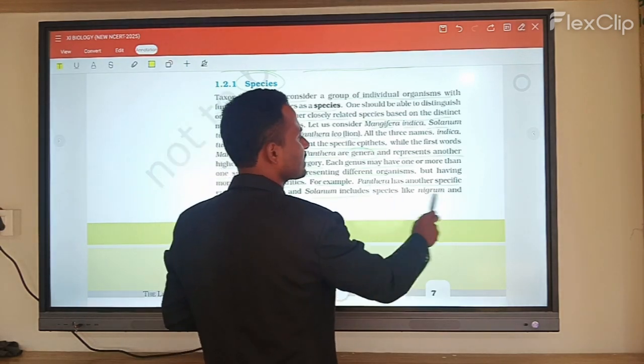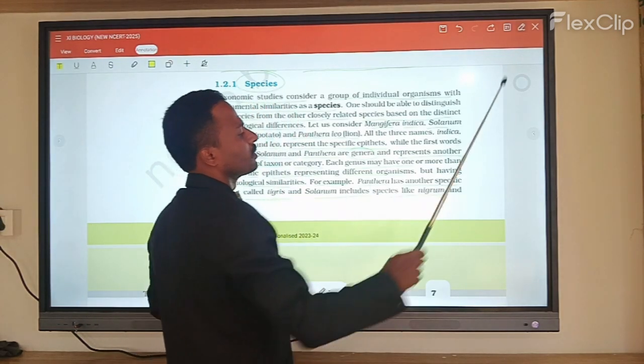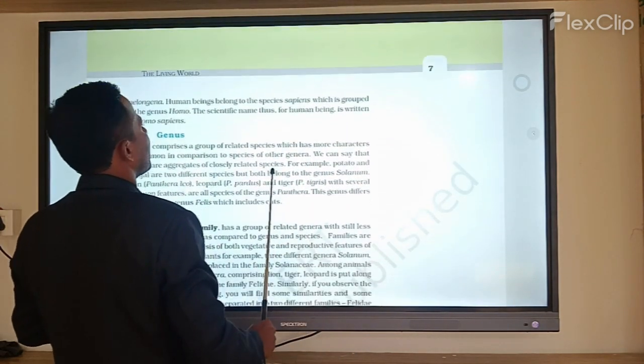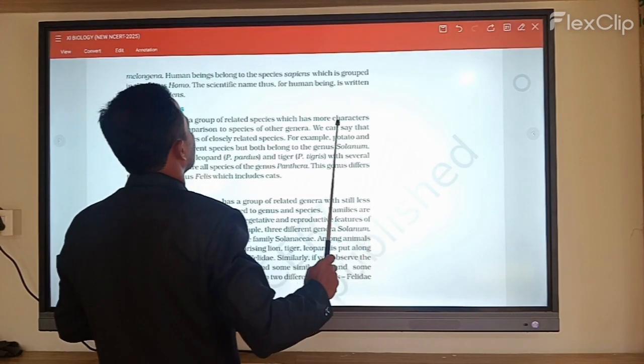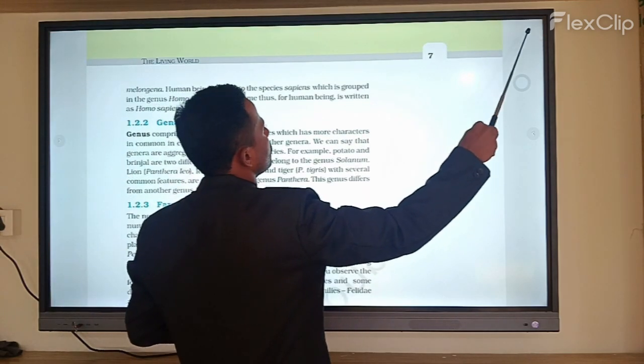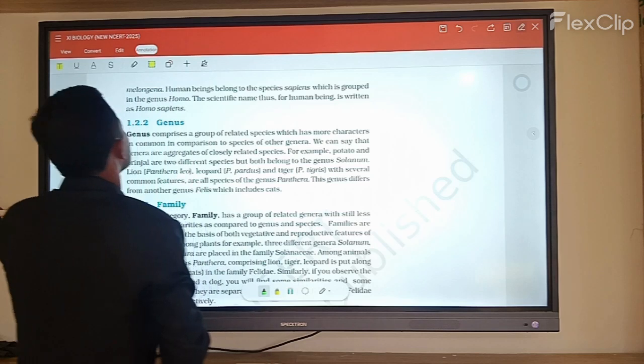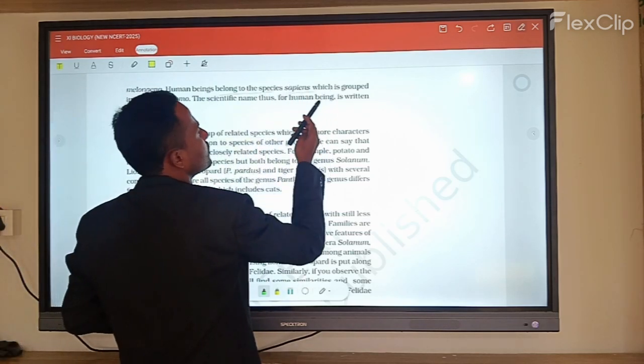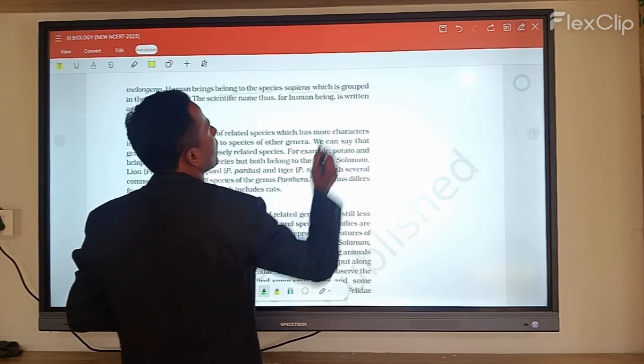These include a species like Solanum nigrum, and here Solanum melongena means brinjal. Like this, we get different groups here. Solanum melongena, brinjal, and human beings belong to a species. The species here is Homo sapiens.